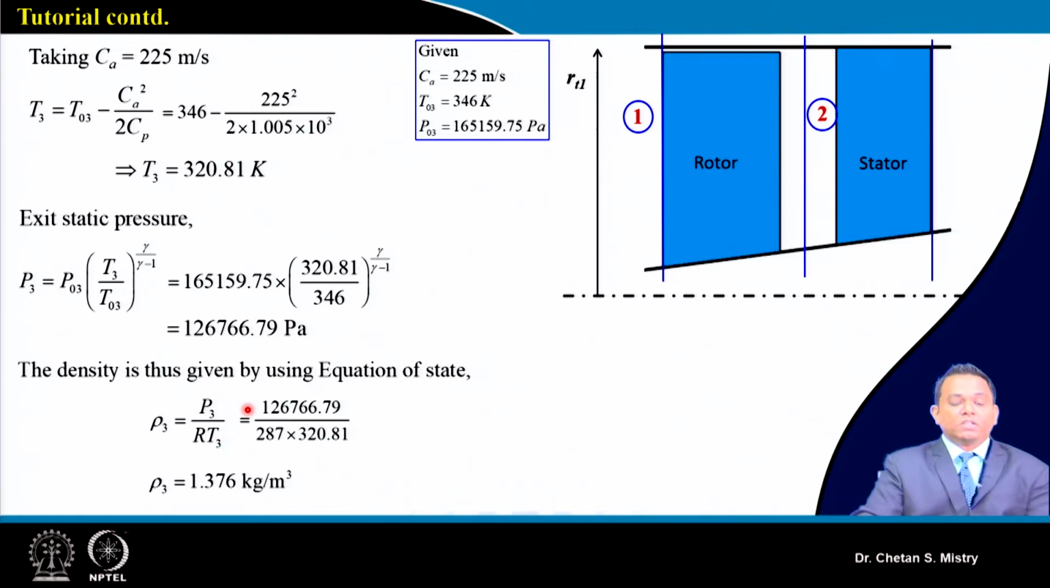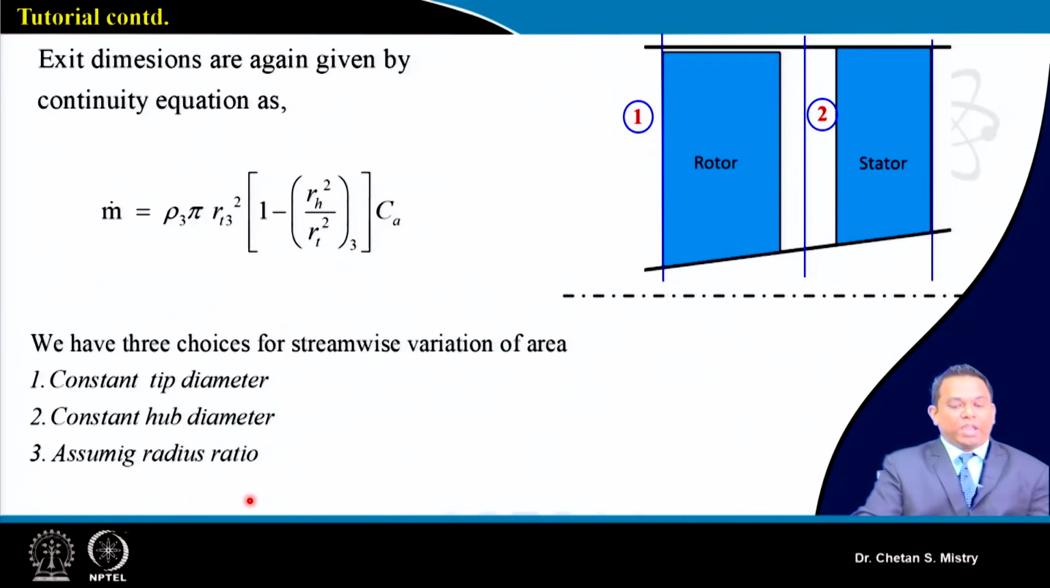If we put these numbers in terms of static temperature and static pressure, my density comes to 1.376 kg per meter cube. This density is very important for us. Now we need to have continuity satisfied both at the entry as well as at the exit station.